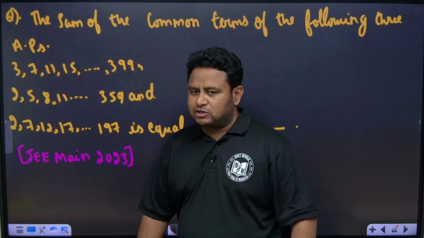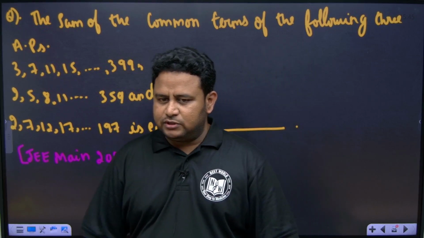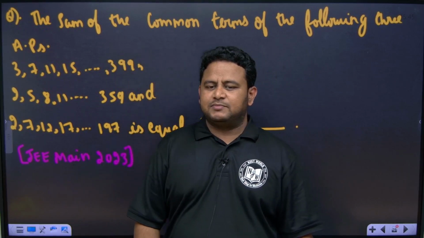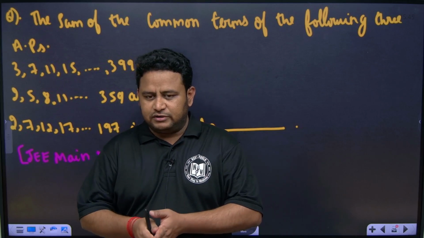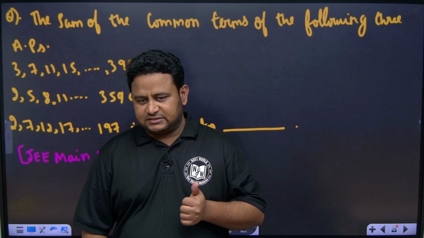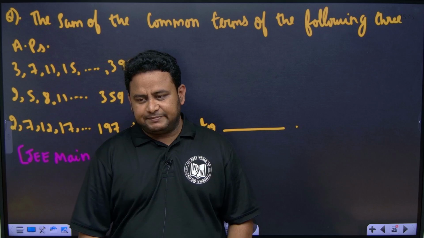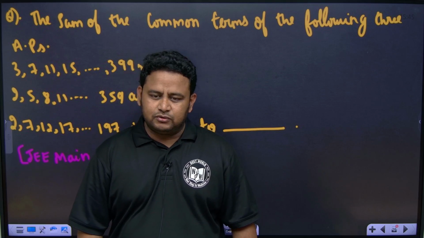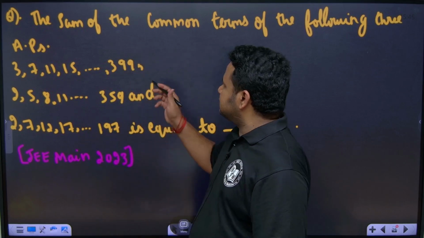So we were talking about common terms, and I told you if it is two APs, then to find the common terms, we need what? The common difference, LCM of D1 and D2. If it is three APs, we need LCM of D1, D2, D3. So proceeding with that, let us look at this question.